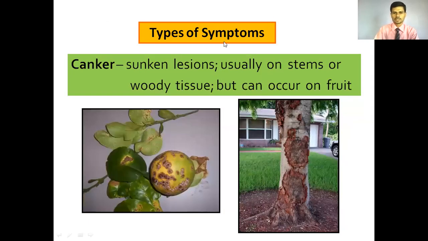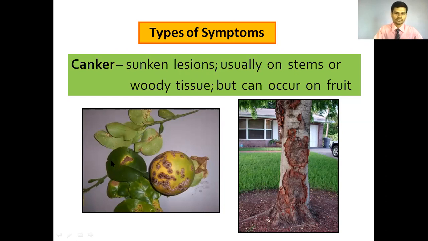Then the next type of symptom is canker. Canker is caused by the Xanthomonas bacteria. It develops sunken lesions. Here on this lemon fruit we can see the spots are deeply situated. If the spots are deeply situated, they are called sunken spots or sunken lesions.